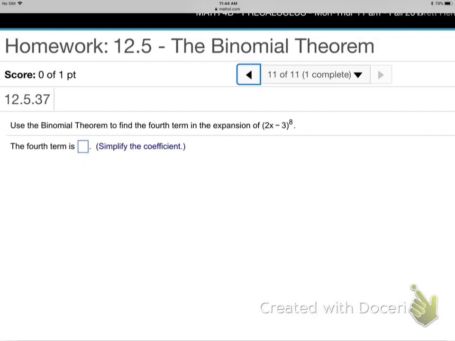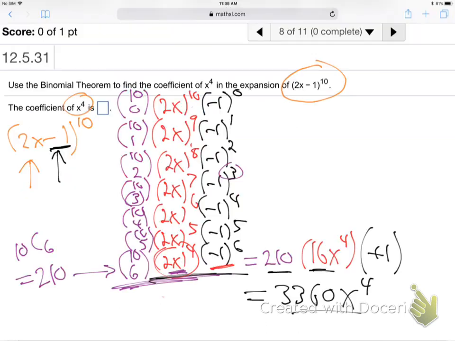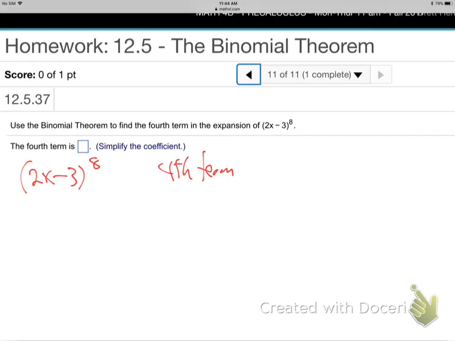Okay, so you see how this question is slightly different than the last? I may ask either one of these versions. I don't even remember, to tell you the truth, what to put on there. But they're saying 2x minus 3 to the 8th, and they want the 4th term. So they're not saying I want the x to the 7th term or the x to the 4th term. They're just saying 4th term. I don't even know what the power on the x is going to be. That's a little bit different, right? This last one, they said, give me the x to the 4th coefficient, which was the 3360. Okay, so 4th term.